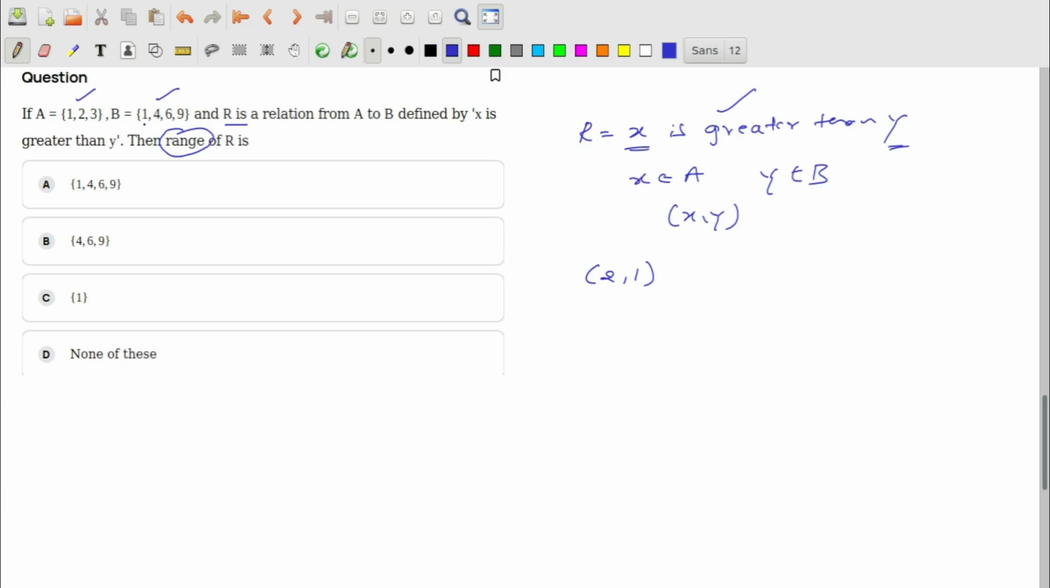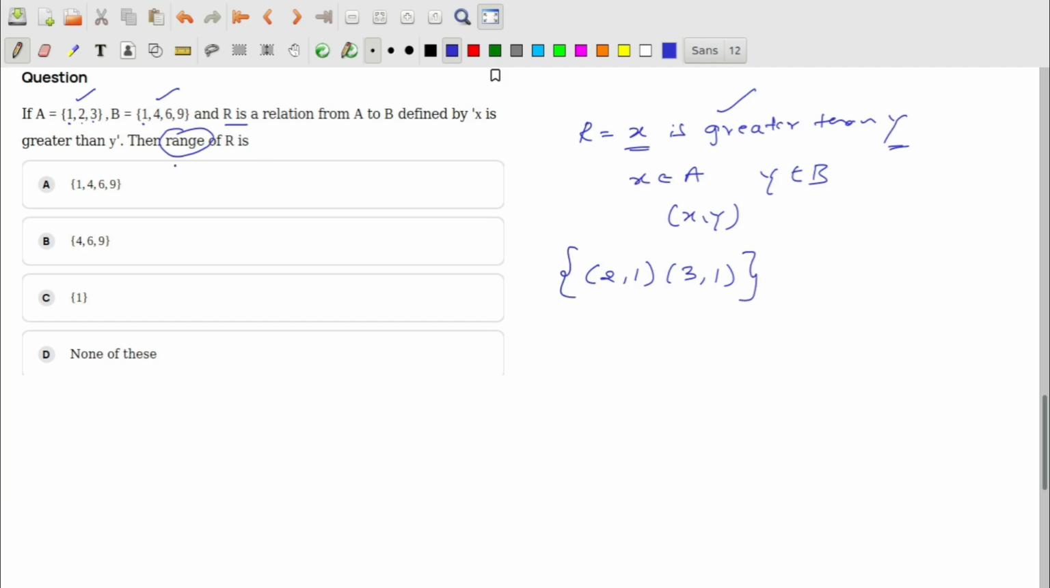Next, let me take 3. Again, we have 1. This is our x, and x is greater than y, that is, 3 is greater than 1. So again, is there an ordered pair which satisfies this condition? Yes. Because here in 1, 2 and 3 only 3 options are there, and in the second set only 1 is the number which is less than these two. So (2, 1) and then (3, 1) are the ordered pairs which satisfy the given condition.